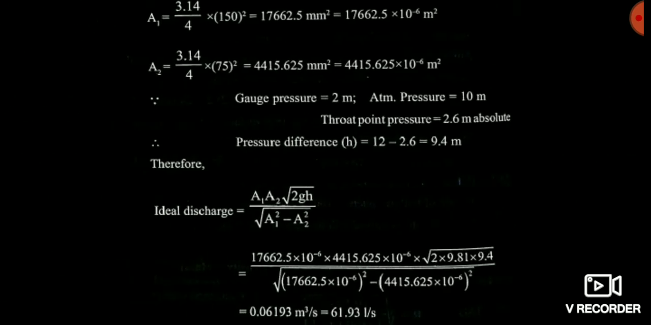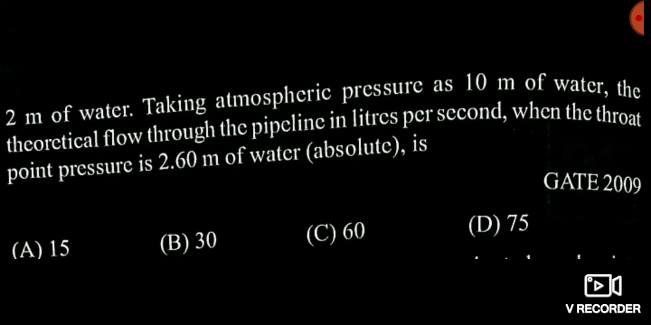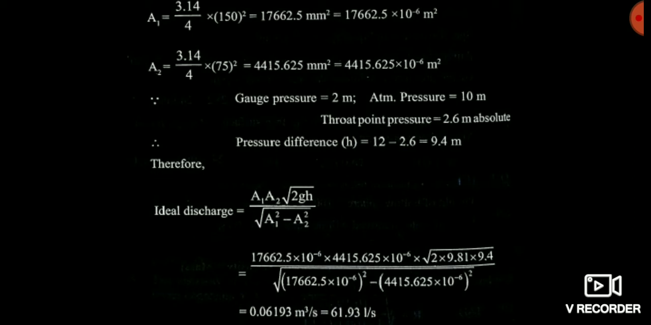I have told you the formula for discharge. Discharge is equal to A1 A2 into root under 2gh divided by root under A1 square minus A2 square. So friends, the first thing you should do is calculate A1 and A2. For that, the diameters are given: 75 mm and 150 mm. So A1 and A2 you have calculated, that is 17662.75 and 4415.625 into 10 to the power minus 6 meter square.